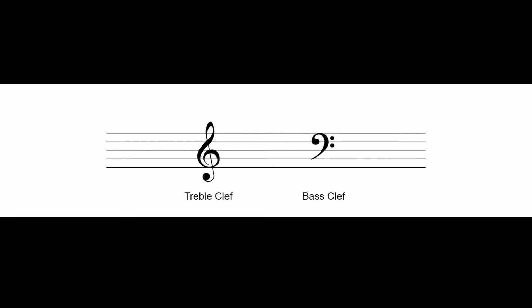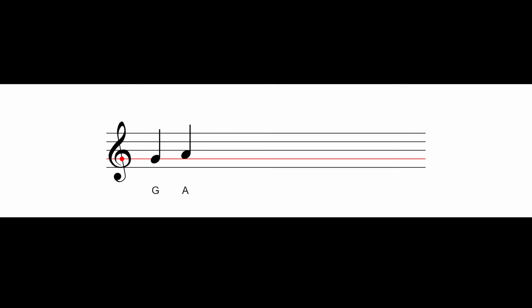2 clefs are normally used, the treble and the bass clef. These clefs give us what we call a reference note. First, we will start with the treble clef, also called the G clef. The staff line which the clef wraps around, shown in red, is known as G. Any note placed on this line becomes G. The note on the space above G is A.